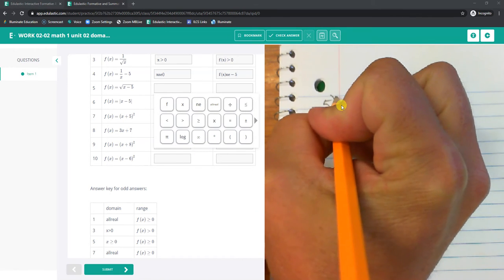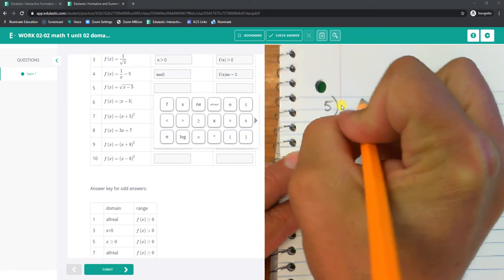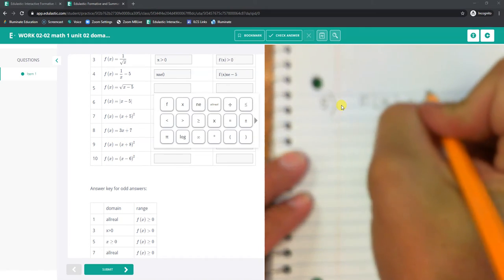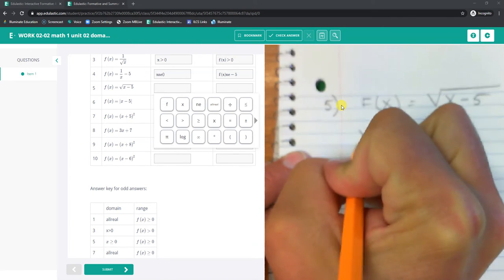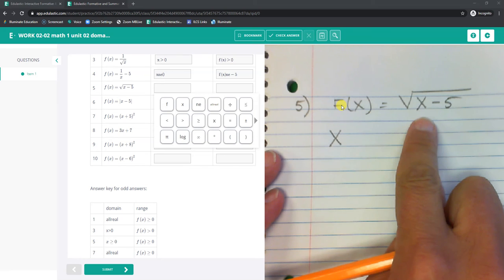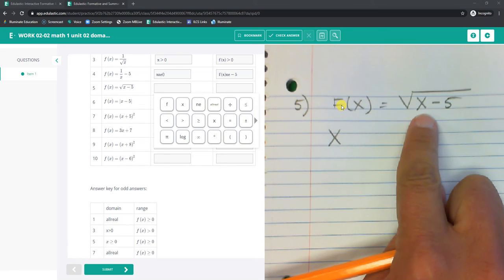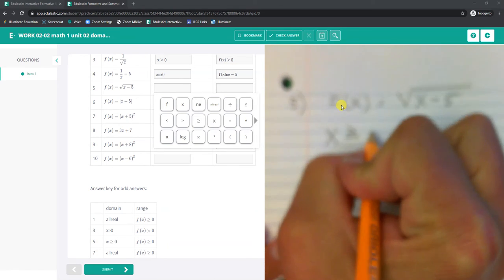Number 5. F of x equals the square root of x minus 5. Okay, x. This can't go negative. I can't let it go negative, which means a 6 is okay, a 5 is okay, but a 4 is no good. So this thing needs to stay bigger than a 5.